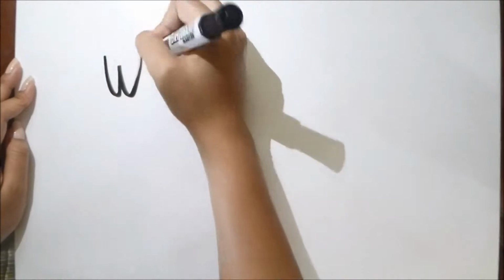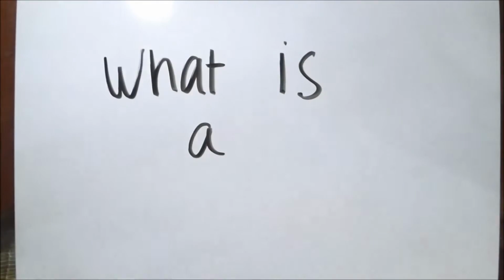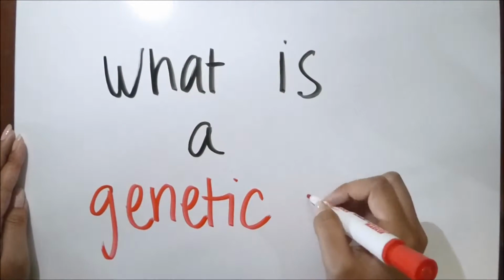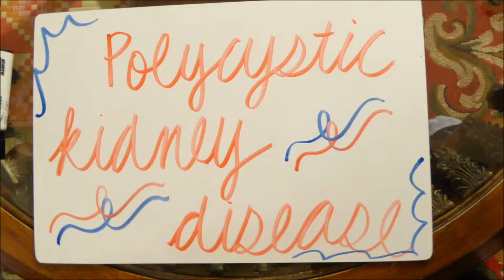What is a genetic disease? A genetic disease is an inherited medical condition caused by a DNA abnormality. This can include any missing, extra, or irregular portions of chromosomal DNA. It can arise from an odd number of chromosomes or unusual structure of one or more chromosomes. An example of genetic disease would be polycystic kidney disease or PKD.